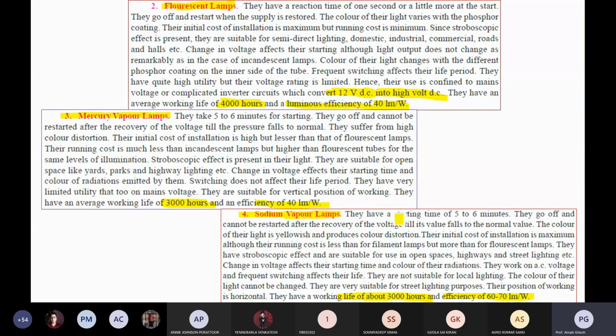The starting time is 5 to 6 minutes. They go off and cannot be restarted with the recovery voltage until they fall to the normal value. So it takes 5 to 6 minutes for starting, and if they go off they cannot be restarted at the recovery time. So there is some problem with the recovery times. That portion I have already discussed, so you can go through this and understand those simple portions.